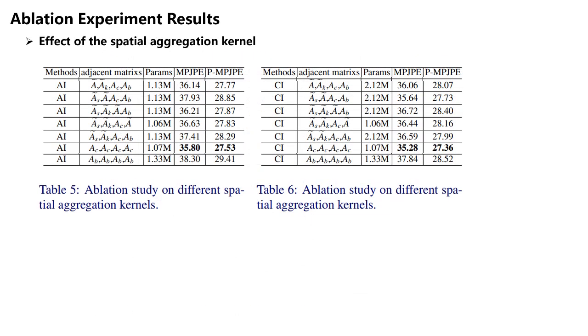Then we study the impact of different spatial aggregation kernels on the 3D HPE performance. We fix the number of groups to be 4. We fix the channels of each group graph convolutional layer. The result is shown in Table 5 and Table 11.